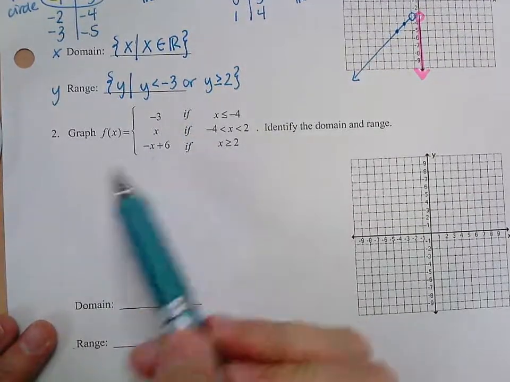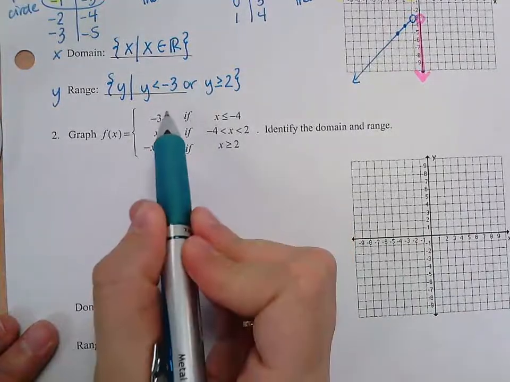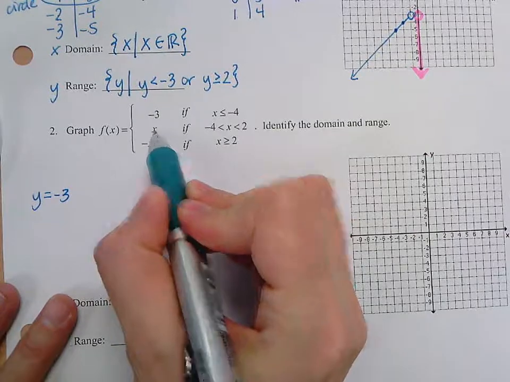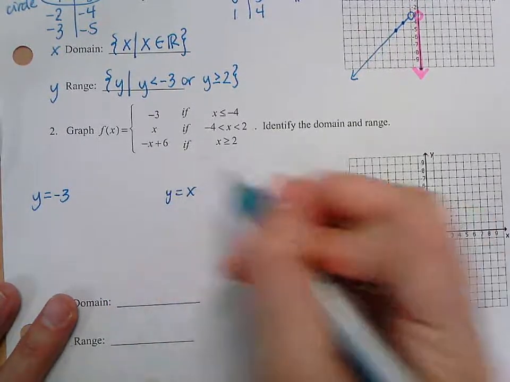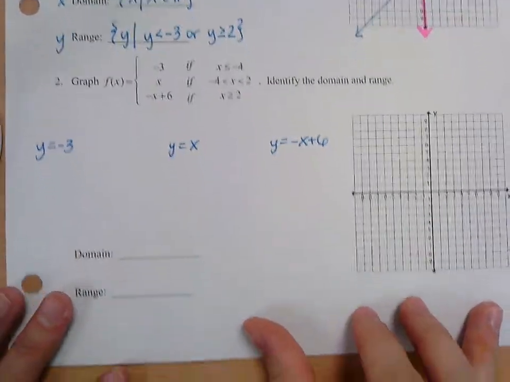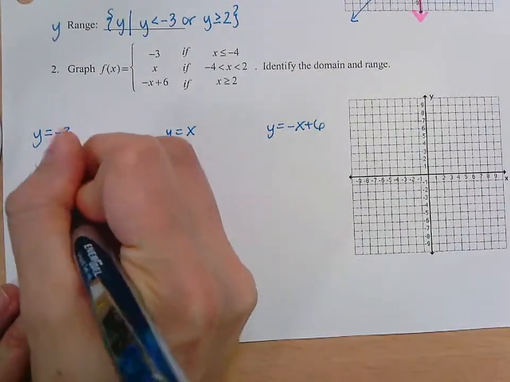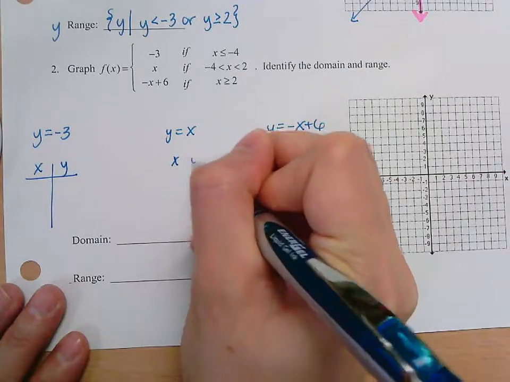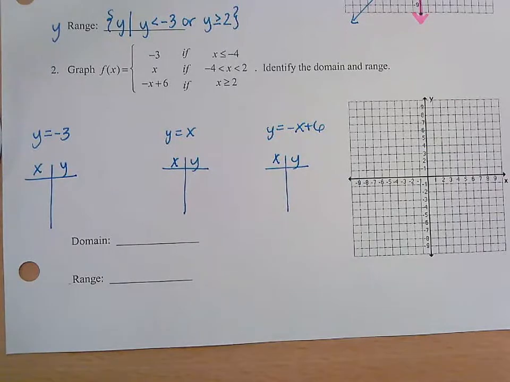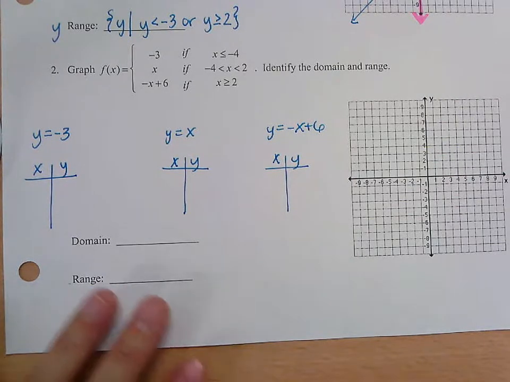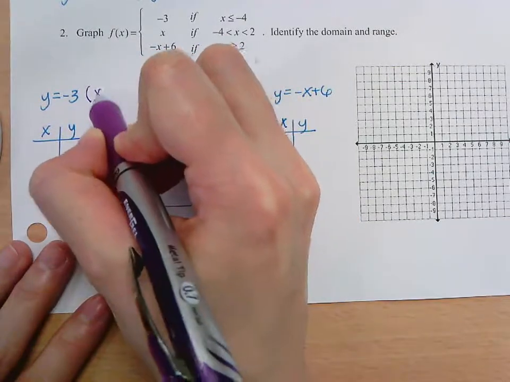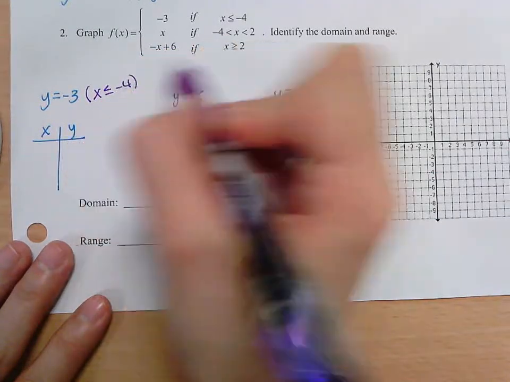So again, I'm going to set up 3 tables this time. This one is just y equals -3. The middle one is y equals x. And the last one is y equals -x plus 6. And just so I can move this up, I'll write these next to it too. This first one is for x values less than or equal to -4.